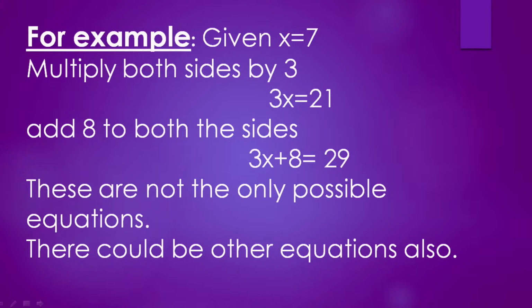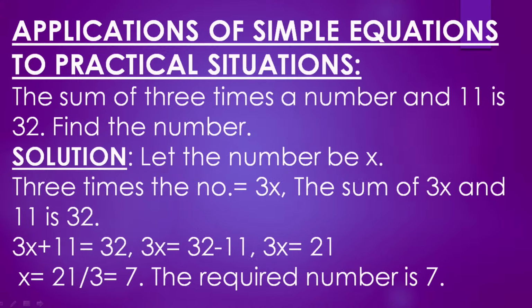See, given x is equal to 7. Multiply both the sides by 3. What do you get? 3x is equal to 21. Now add 8 to both the sides. So 3x plus 8 is equal to 29, because 21 plus 8 is 29. So these are not the only possible equations, there could be many other equations.